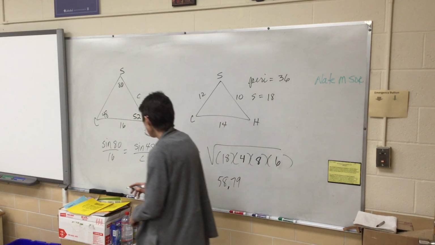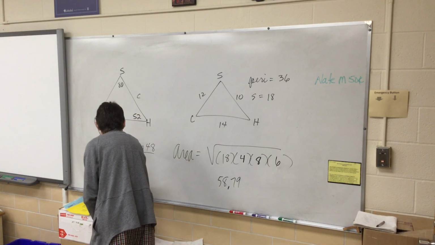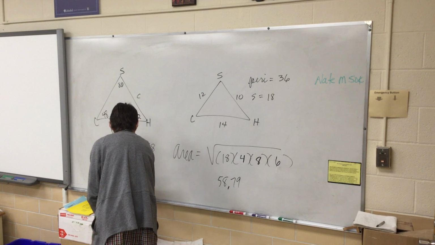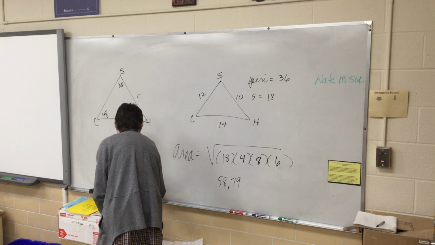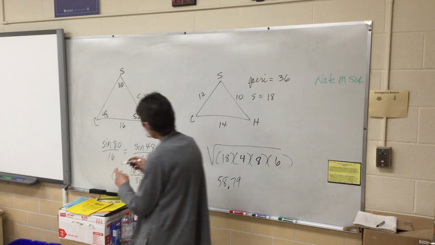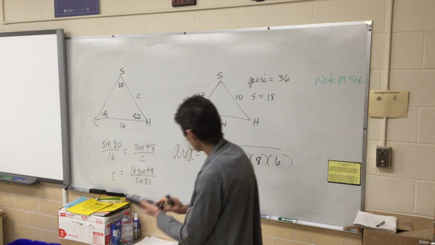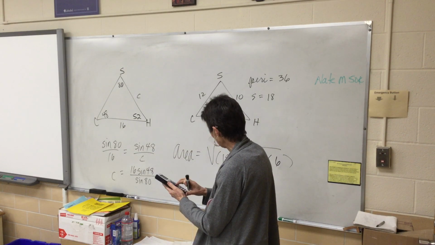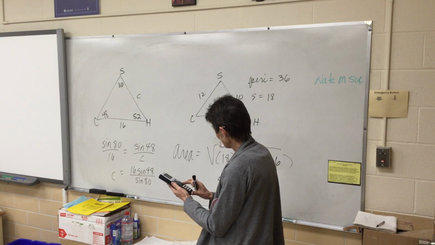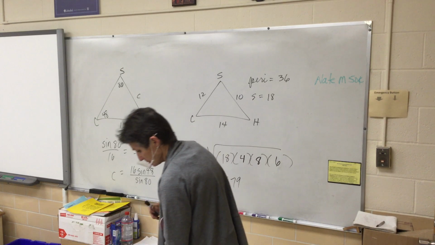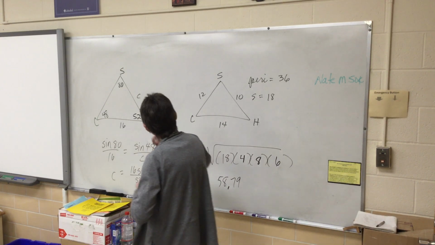And we'll find side C by cross multiplying and dividing. And we'll just go ahead and get that side. That is not going to be the answer to the question. I got 12.07.